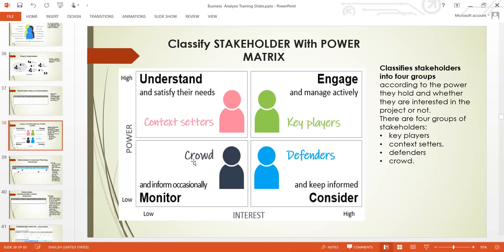Then we have other stakeholders here. These people are the low powered stakeholders. They don't have high power. Like the crowd here, they don't have a high power and they don't even have interest in this project. So you monitor these people very well. These people can be the technicians that are employed within these projects, and their interest is their daily pay, their timesheet. How much can they make from this project?